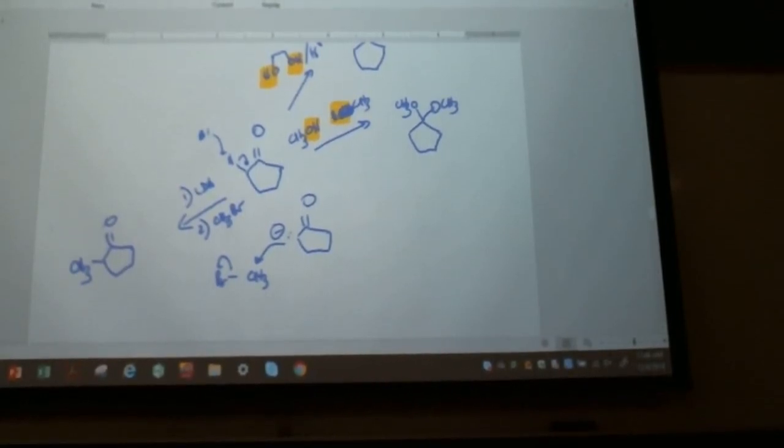We don't use something like methoxide ion, because then we would get an aldol condensation, because we have equal concentrations of ketone and the enol. But with a strong base, we have 100% of the anion.